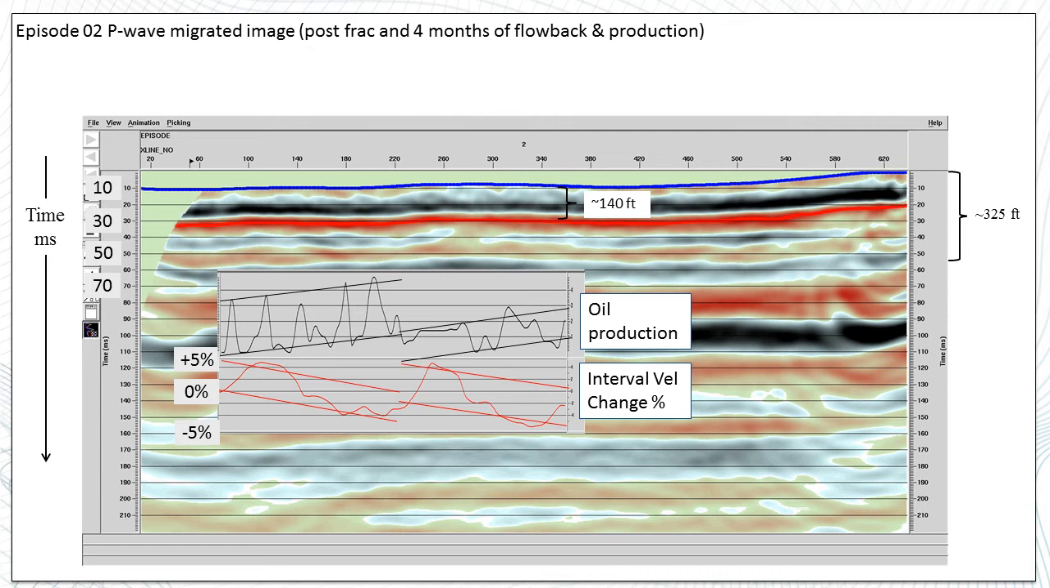And down below we see the red curve is the percent change in interval velocity over that time frame. And there are two very distinct trends there. It starts with an increase in velocity, then decreasing, and then at about cross line, say 220 or 230, we see the same pattern repeat.